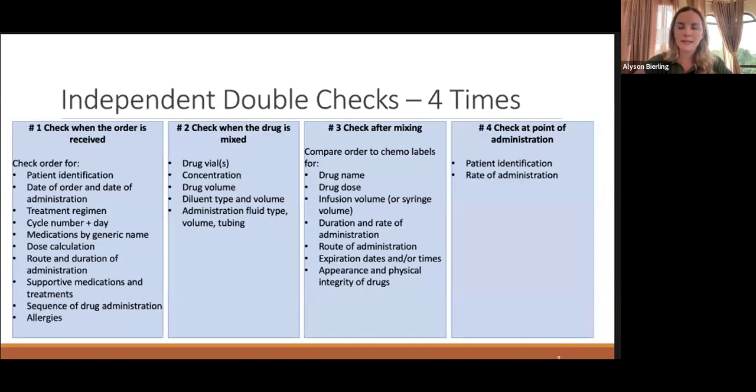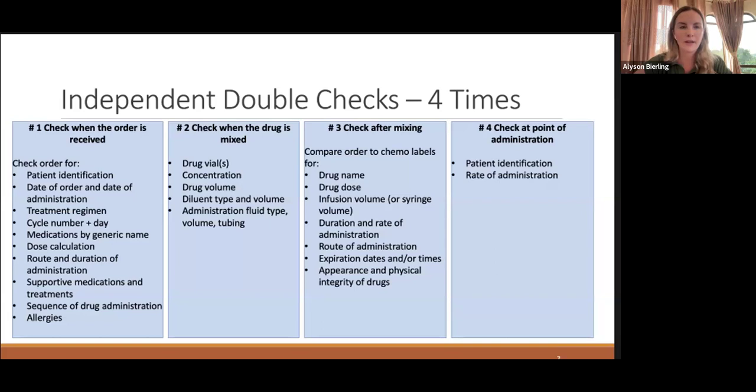And throughout those 4 steps that I just mentioned on the previous slide, there are 4 different instances where an independent double check should happen. This is one precaution that ensures that patients are receiving the correct treatment, the correct drugs, the correct doses at the correct time. Each of these steps involve 2 staff members, usually nurses or pharmacists, separately checking targeted components of the treatment plan.